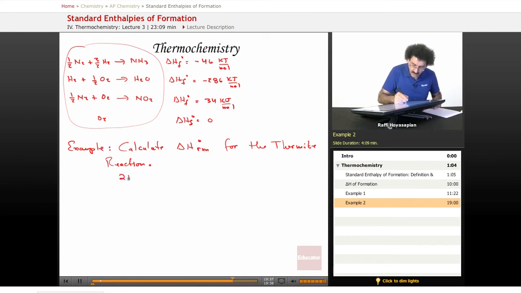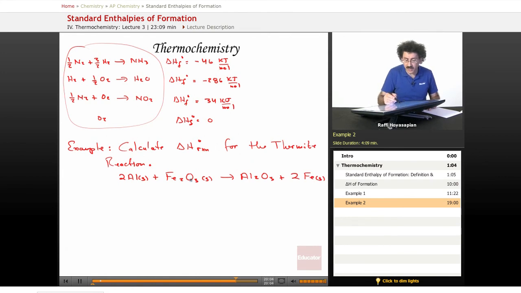The reaction is 2 moles of aluminum metal plus 1 mole of iron(III) oxide, Fe2O3, goes to aluminum oxide plus 2 moles of iron. So when you mix aluminum metal with iron oxide, you end up producing aluminum oxide, and you end up releasing iron metal. Kind of amazing, actually. So now let's see what we've got.